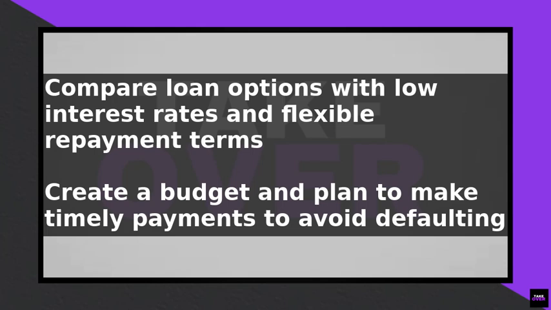In conclusion, getting a loan as a student requires careful planning and research. By understanding your loan options, completing the FAFSA, and comparing loan terms, you can make an informed decision and secure the funding you need to achieve your educational goals. Remember to borrow wisely and only borrow what you need, and make timely payments to avoid defaulting on your loan.